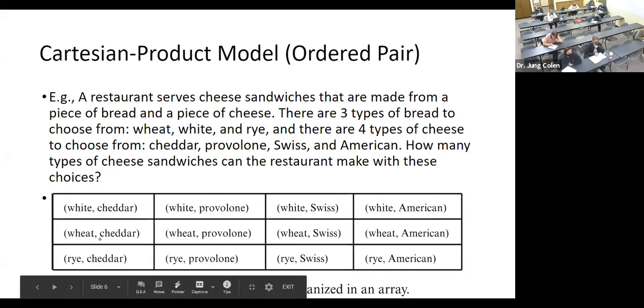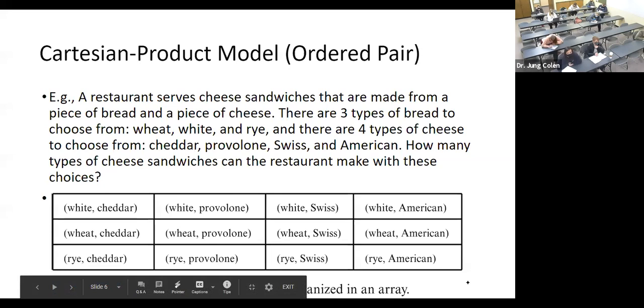If you have wheat bread, you can have also cheddar, provolone, Swiss, or American. With rye, you can have each of those cheeses as well. So you can understand what's going on here in the table, right? So this is one option that you can do.